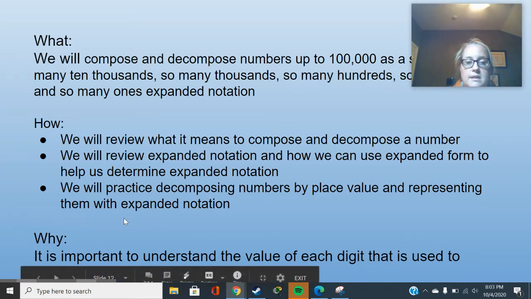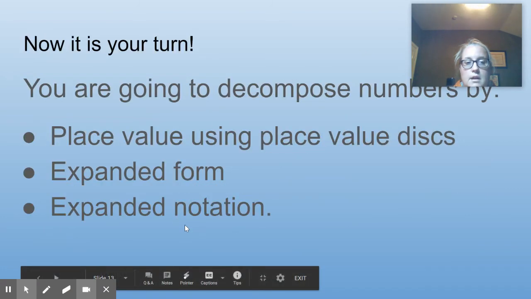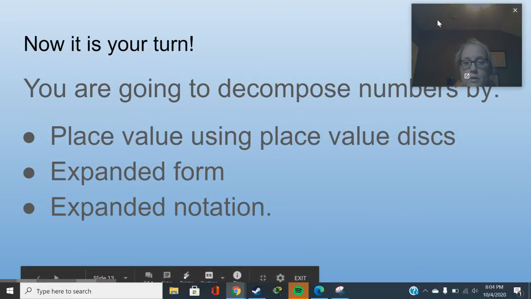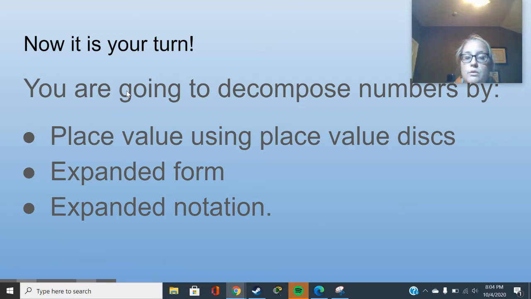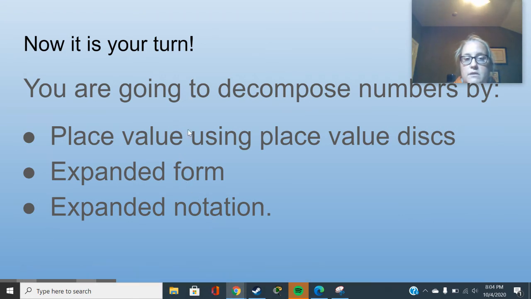And why we did that? Well, it's important for us to understand the value of each digit that is used to make a number. Now it's going to be your turn. So in a minute, I'm going to show you what I would like you to work on. You are going to decompose numbers exactly the same way we just did. You are going to use a place value chart. You are going to use place value discs. You're going to actually draw them, and I'm going to show you how to do that. You're going to put the number in expanded form and then finally in expanded notation. I know this looks like a lot, but if you go step by step, I know that you're going to do a great job. So let's look at what I would like you to do.